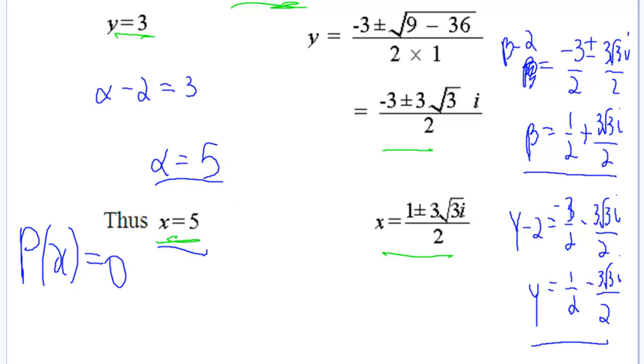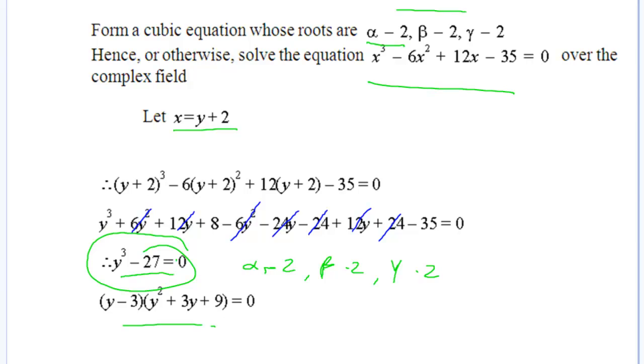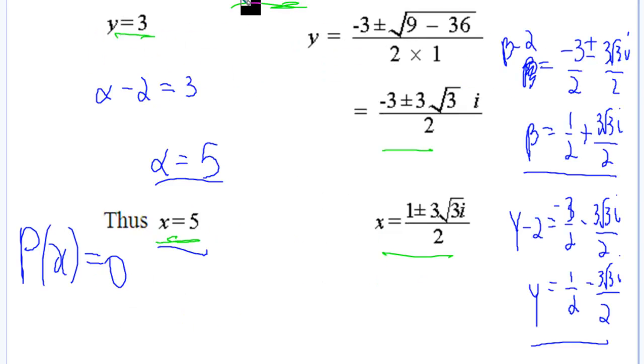So let's have a look again at the manipulation we've done. We've just got the roots of this equation and added 2 to all 3 of them.